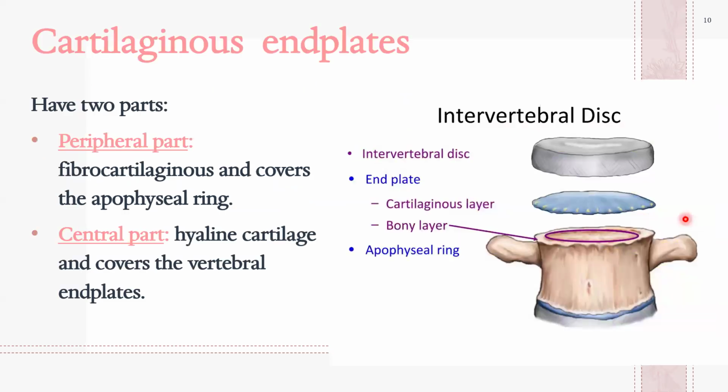The third component is the cartilaginous end plate, which also has two parts. The peripheral part is fibrocartilaginous and covers the apophyseal ring here, and the central part is hyaline cartilage and covers the vertebral end plate.